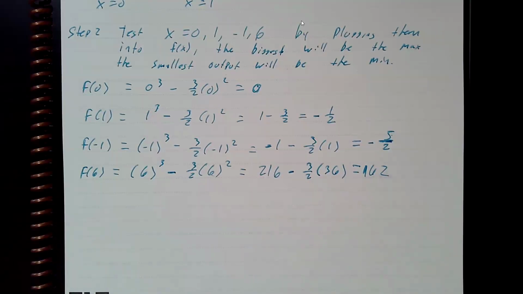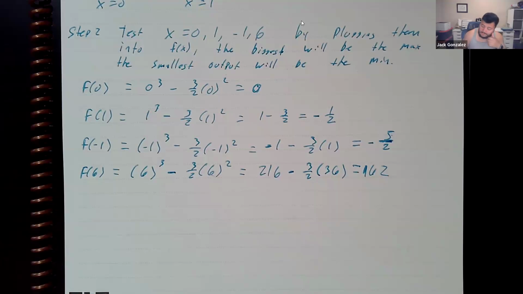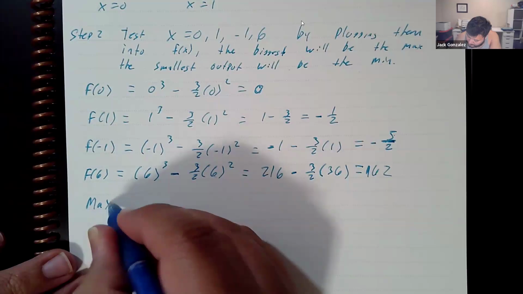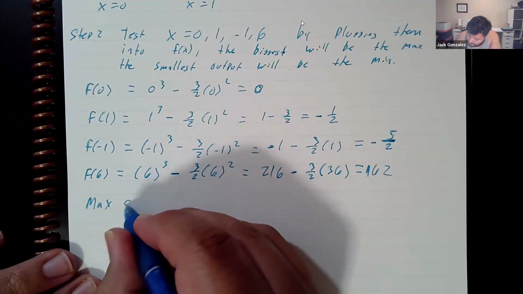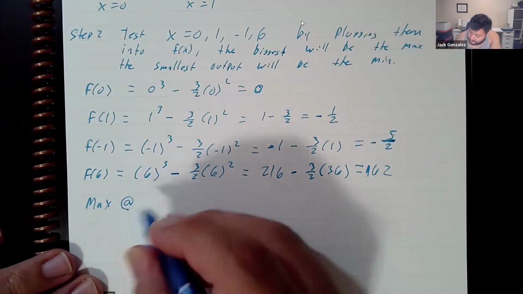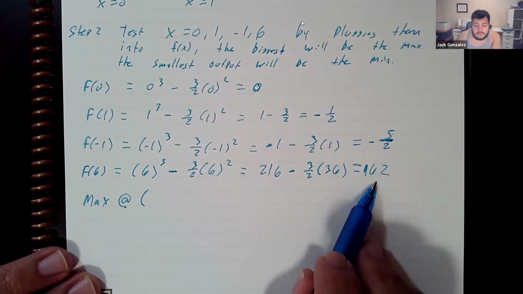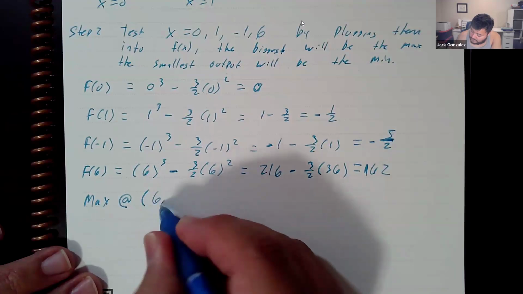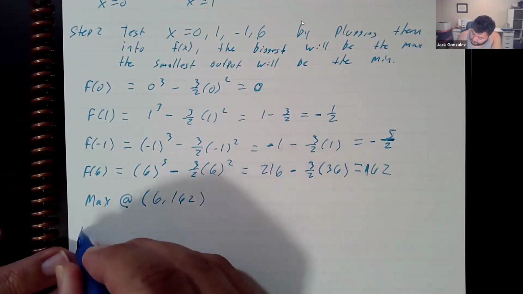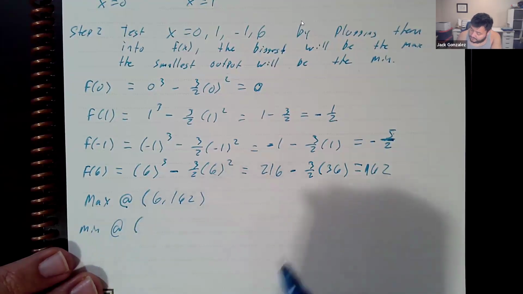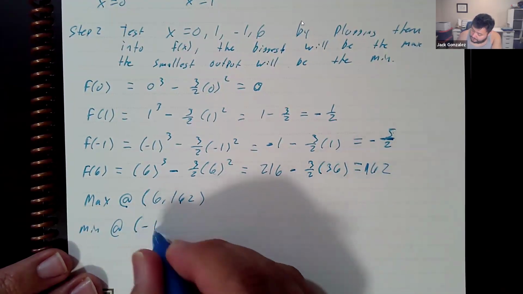Okay. All right, so what's the biggest? Maximum at 6, comma 162. Minimum at, looks like this -1 here.